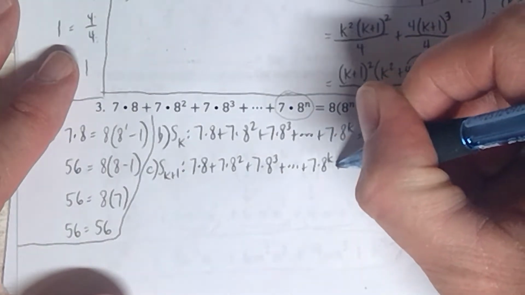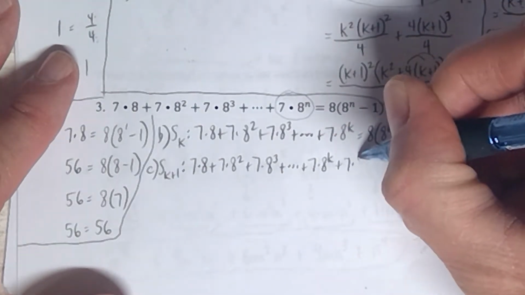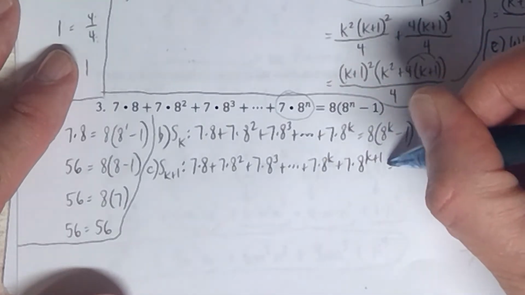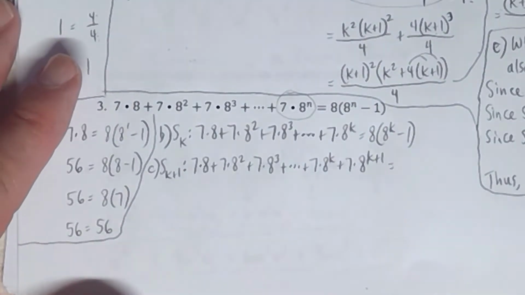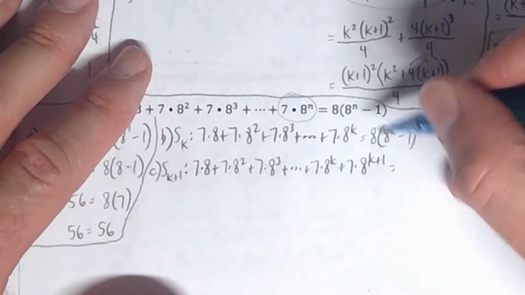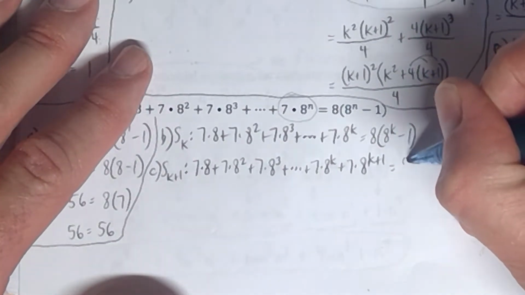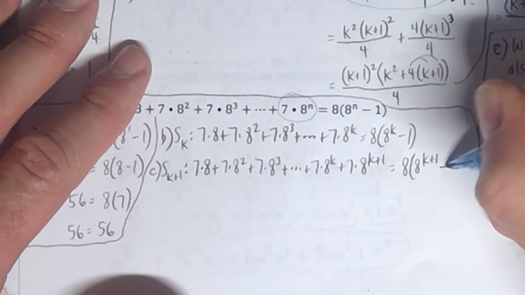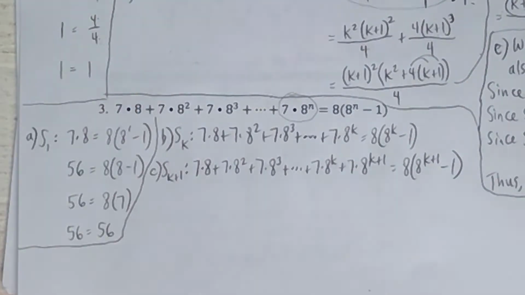And we get what there? We get 7 times 8 to the K plus 1, because we got to plug the K plus 1 now into the N. And speaking of plugging in K plus 1, you have to do that same thing on the other side. Again, we did that in the first two problems, and you get this right here. So that's the part C statement.